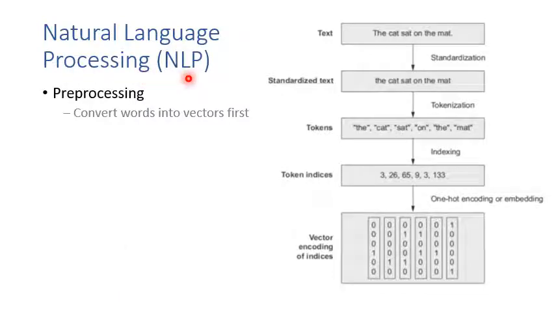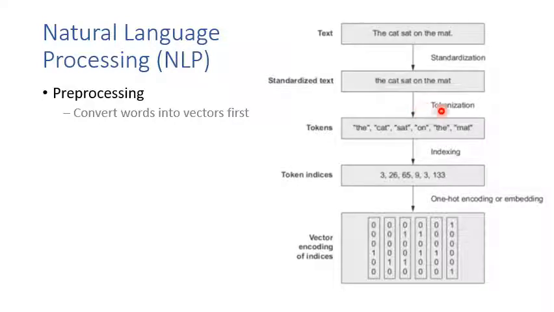So let's review the process of NLP. Here is an example. Here is a text containing a sentence. The sentence is, the cat sat on the mat. First, we need to do standardization. The standardized text is to remove the period and also make all the letters lowercase.